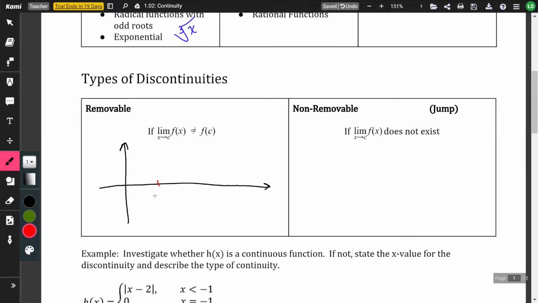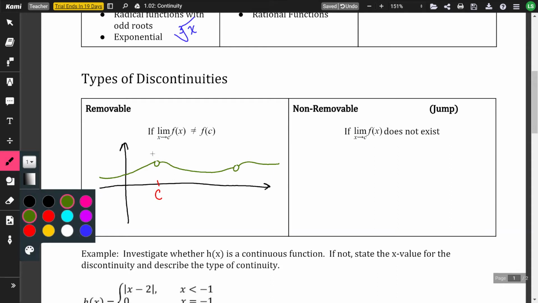let's say we have x is equal to c right there. We could have a function that has an existing limit at x equals c. However, the actual value of the function is somewhere else. That would be considered a removable discontinuity. Some people look at that and often refer to this as a hole. So in general, when you see that hole in the function, it's considered to be removable.